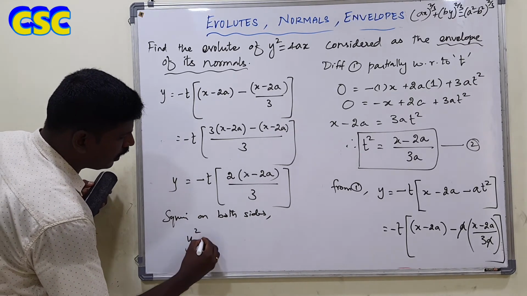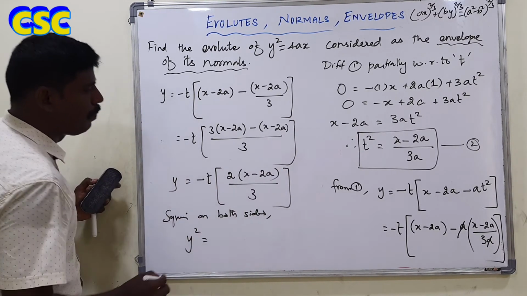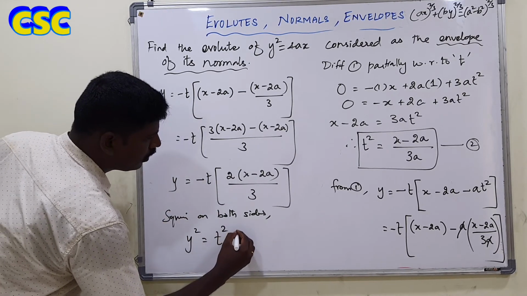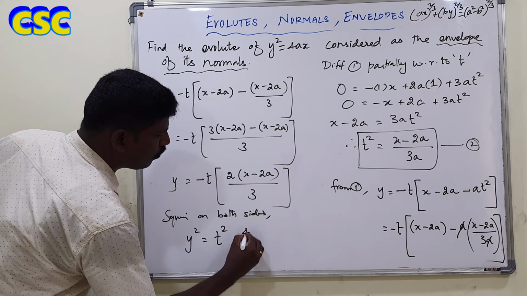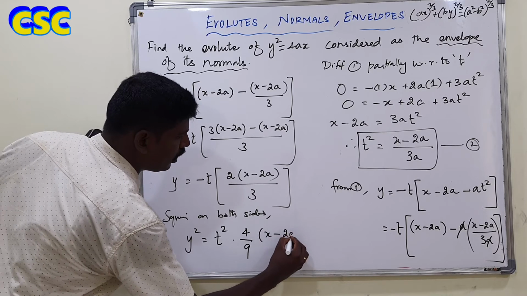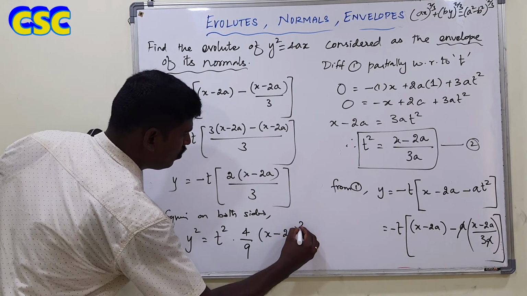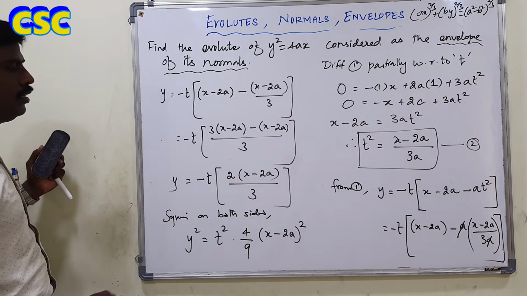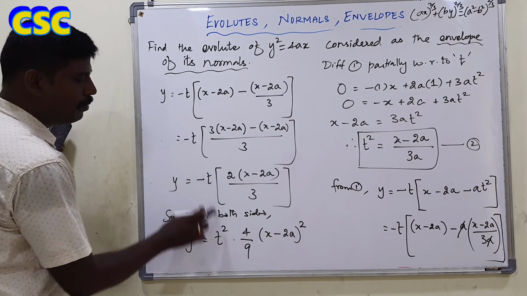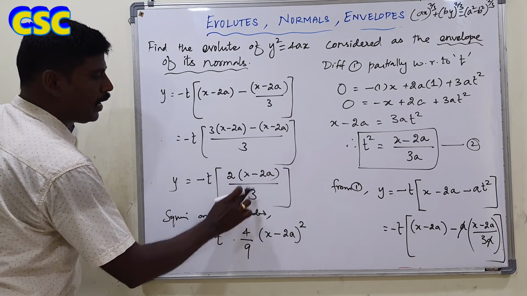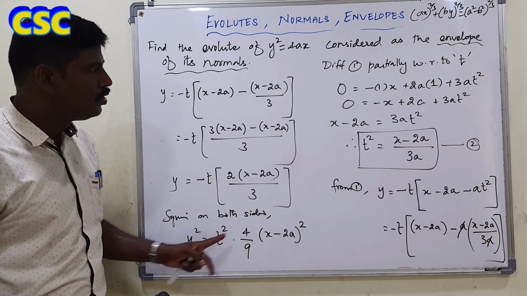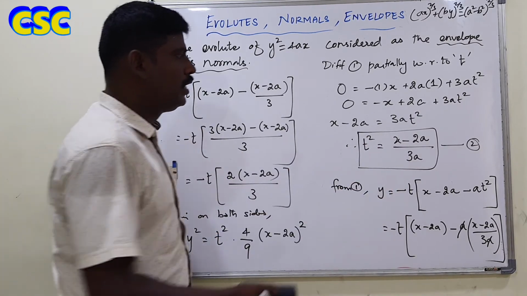y square is equal to, this minus becomes plus. When we take the square, this minus will become plus. This t becomes t square, isn't it? This 2 becomes 4 by this 3 becomes 9. This x minus 2a becomes x minus 2a the whole square, isn't it? So y square, this minus becomes plus, t becomes t square, square of this value 4 by 9 into (x minus 2a) the whole square. Now t square is here. So what is the value of t square? x minus 2a by 3a.